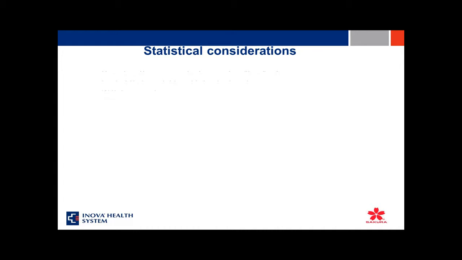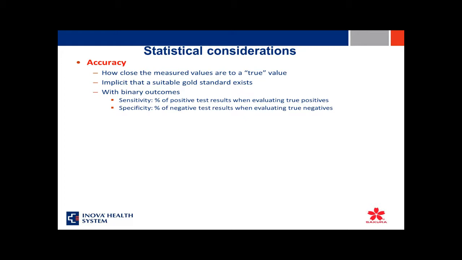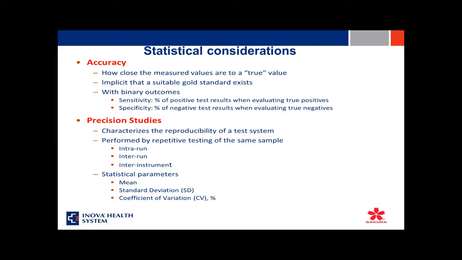For any study, there are some statistical considerations that we need to take into consideration, and even for these whole slide imaging systems, we have some basic statistical considerations that we took into account, just establishing accuracy and precision studies. Accuracy is how close your measured values are to a true value. For example, how close is your digital read to a light microscopy? How well is the pathologist able to diagnose a digital image versus a manual glass slide read? And accuracy is a combination of your sensitivity and specificity. Sensitivity is your percentage of positive test results when you're evaluating true positives, and specificity is your negative results when you're evaluating true negatives.